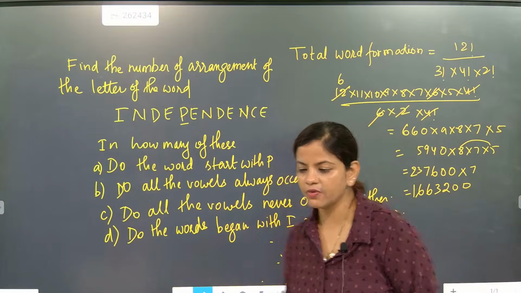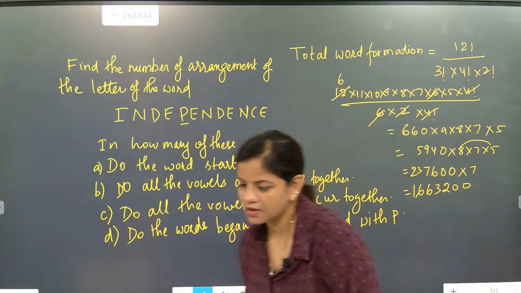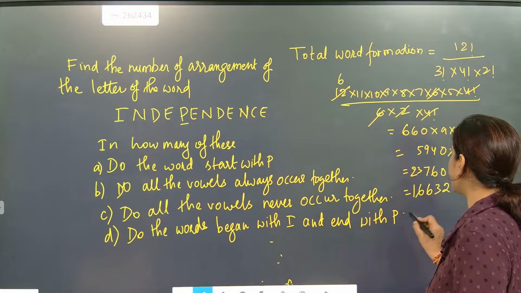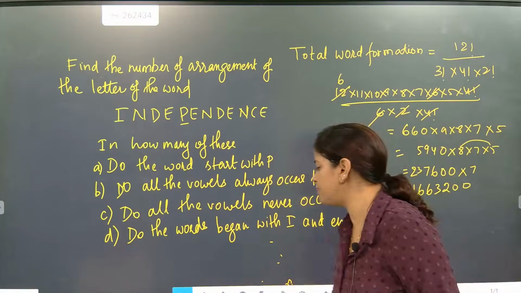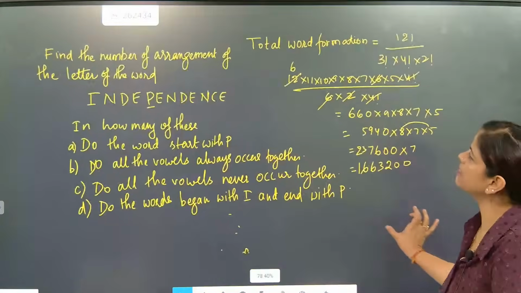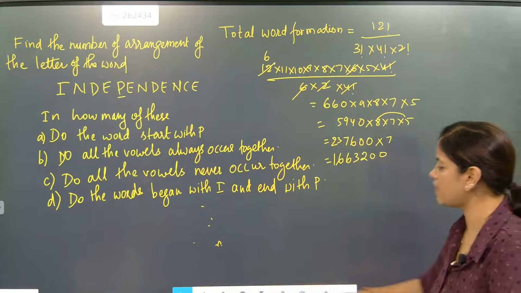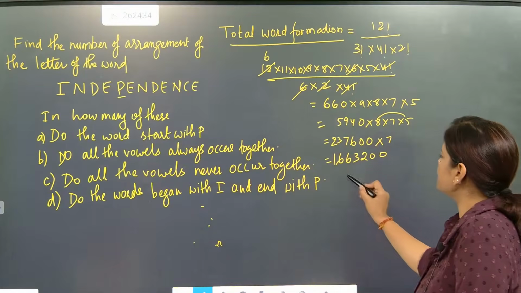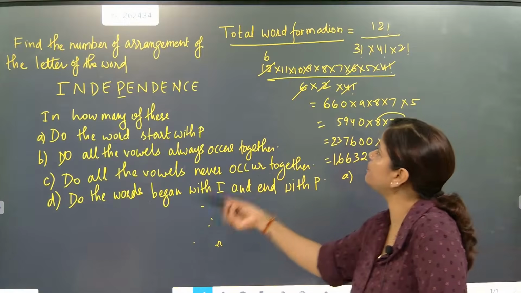Now the next one we are going to do. That is the first part. Now I am doing the second part, where the word starts with P. So when it starts with P, this is the total number I got, because the vowels they ask now.